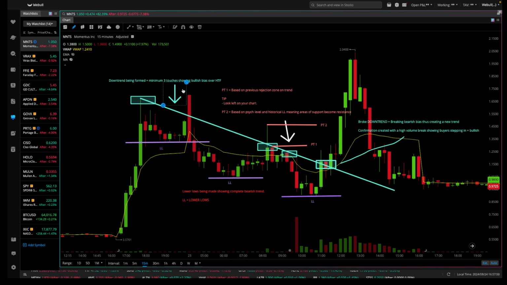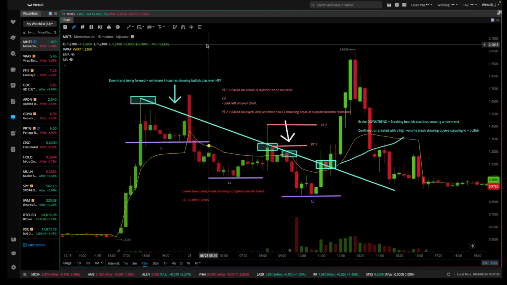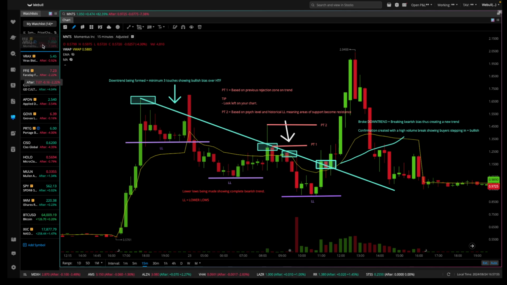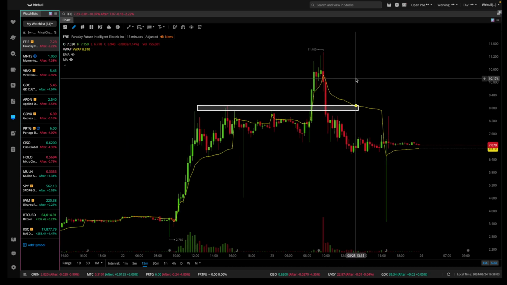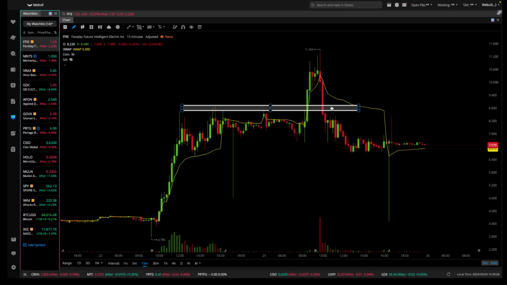But enough of rambling on about this play. Let's highlight some plays from last week, right? And I want to highlight Fifi. Fifi was an alert from the Discord group. I alerted this in the Discord group for an excellent move to the upside. So I just wanted to go over it and what I was thinking. I also want to highlight this area as well and why I had this marked.